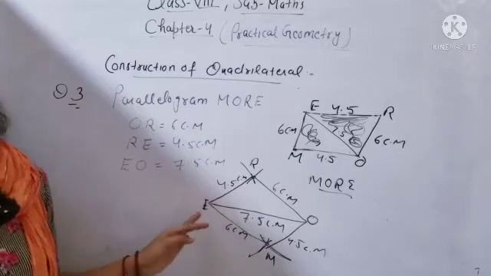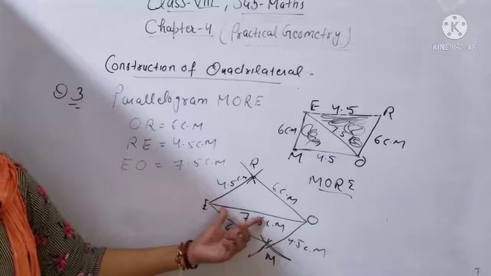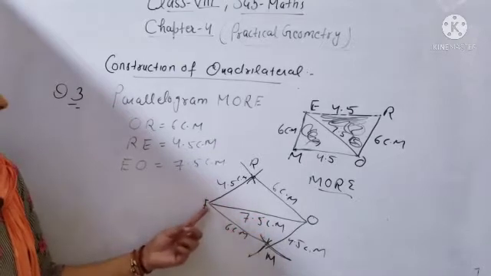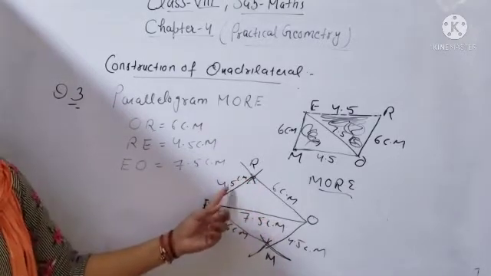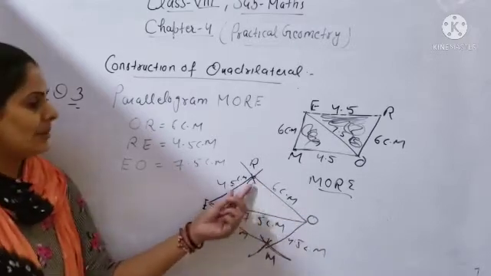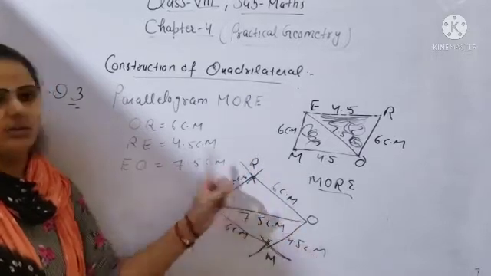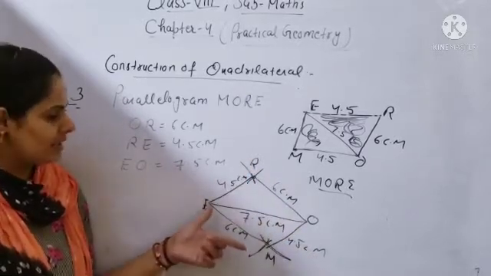So construction will be same like the quadrilateral, beta. Okay, step by step. First you will draw the line segment EO 7.5 centimeter. From point E, you will draw the arc 4.5 centimeter. From point O also, you will draw the arc 6 centimeter. Intersecting point of both the arc is point R. After that, join the line ER and OR. Clear?